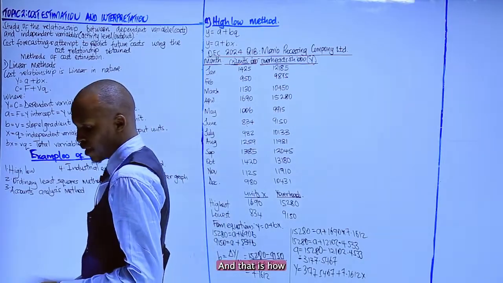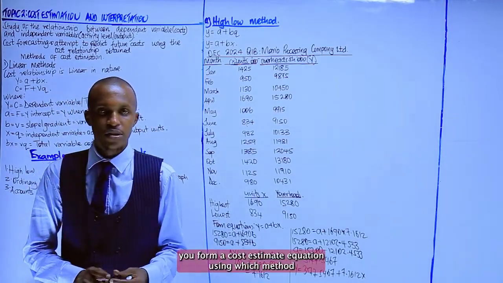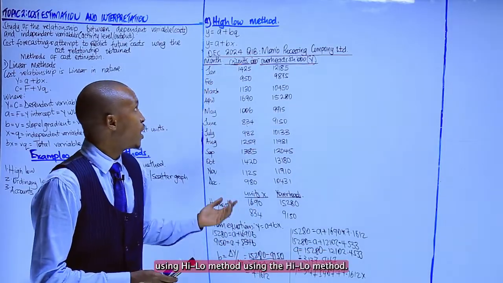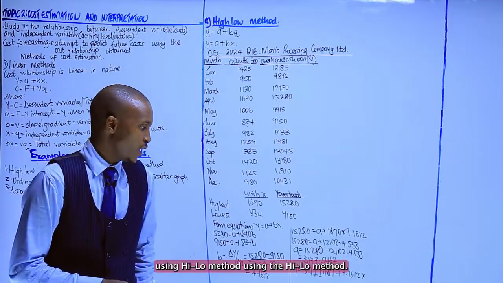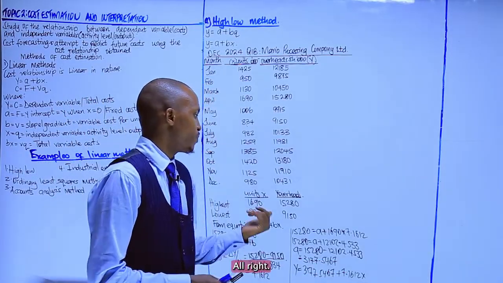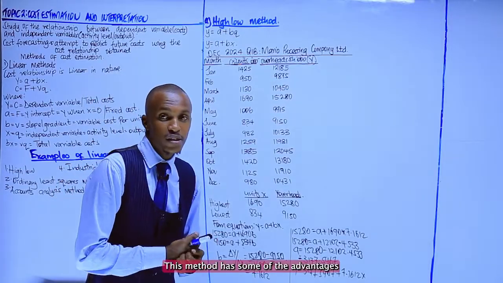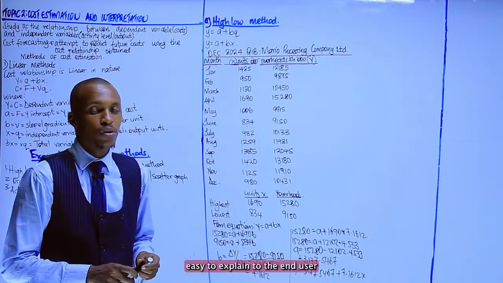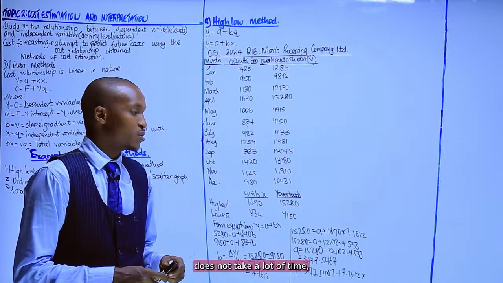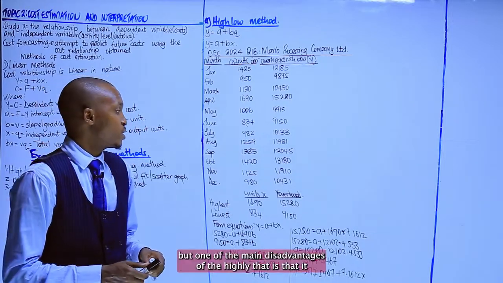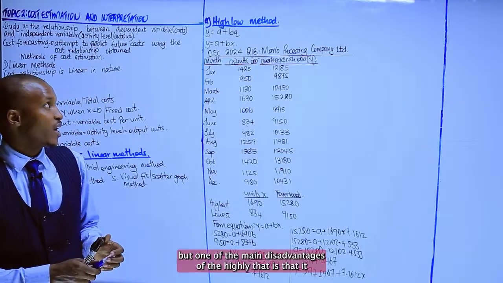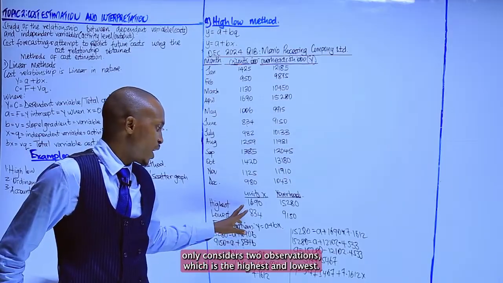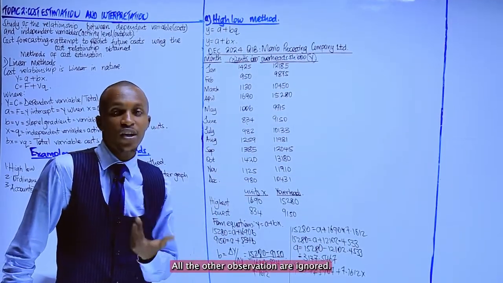And that is how you form a cost estimator equation using which method? Using the high-low method. All right. This method has some advantages, such that it is very easy to explain to a user and does not take a lot of time. But one of the main disadvantages of the high-low method is that it only considers two observations, which is the highest and the lowest. All the other observations are ignored.